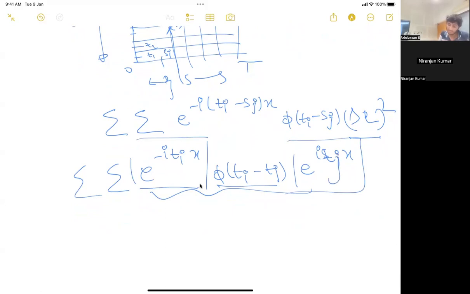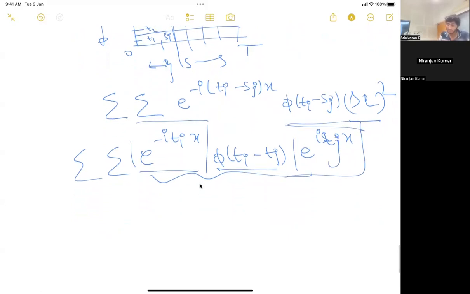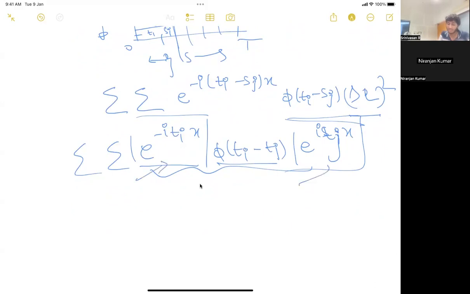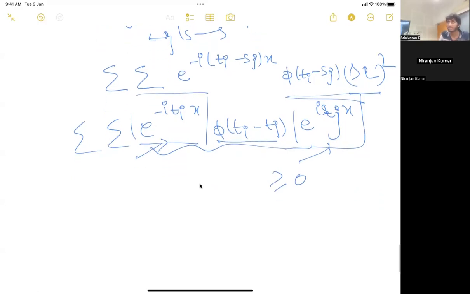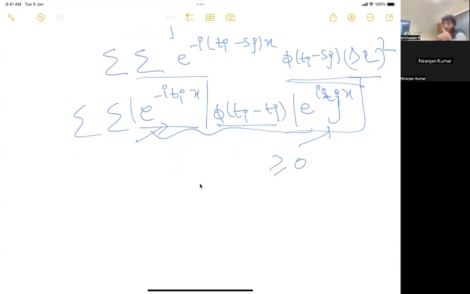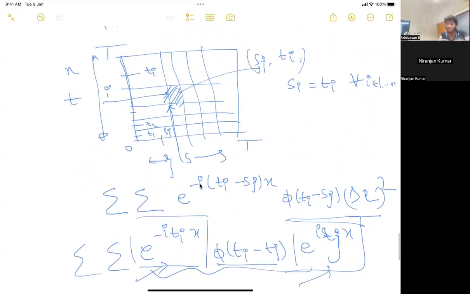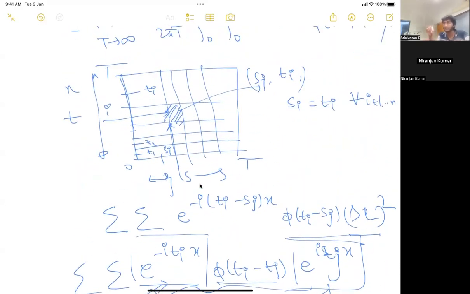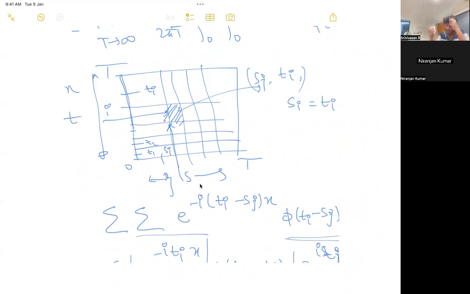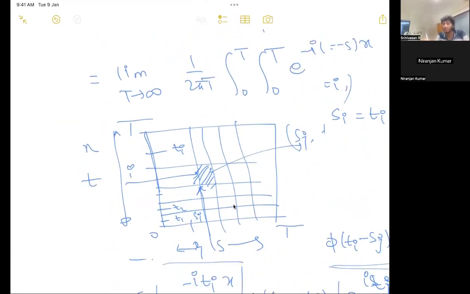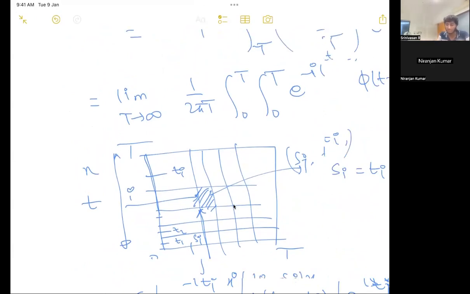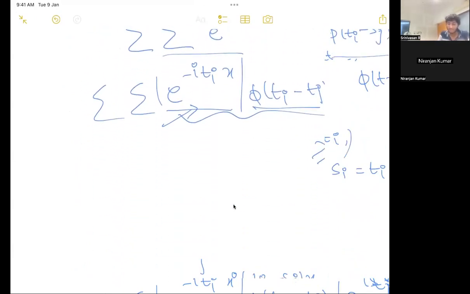We are just choosing these points, and by the positive definiteness of the matrix, this is greater than or equal to 0. Now, when we do this over all partitions, we make the partitions of this square 0 comma t cross 0 comma t finer and finer with more n. So this sum will go towards the Riemann integral, as this function is Riemann integrable. So this is greater than or equal to 0. So we get that f of x is greater than or equal to 0 for all x.